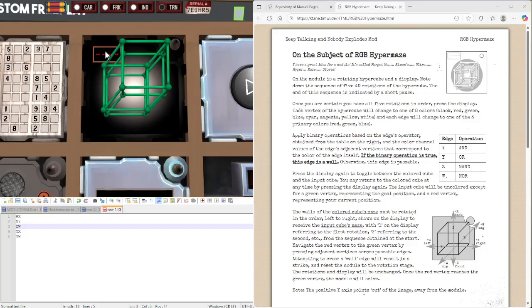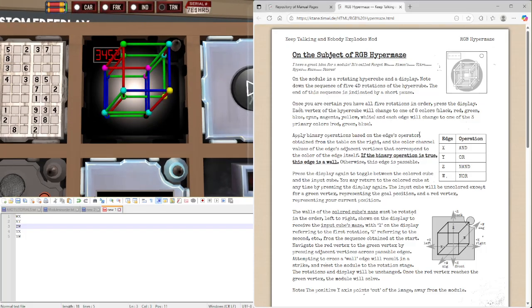Press the display. Each vertex over here we change one of the colours: black, green, red. You change the three primary colours, by any operation based on the edge's operator, from the table on the right, the colour channel values of the edge's adjacent vertices, that goes into the edge itself. But if you traverse the edges of the wall.